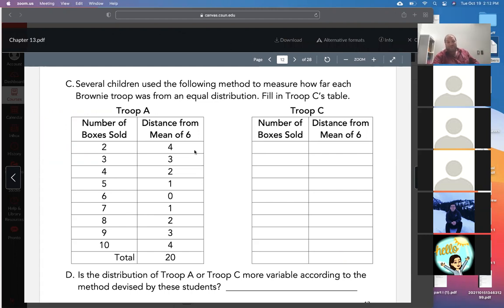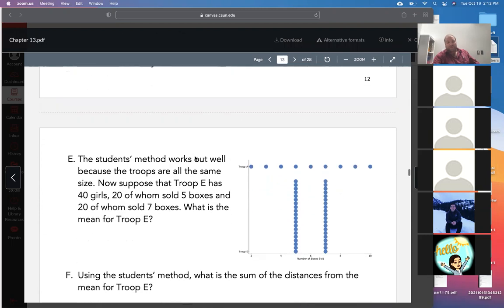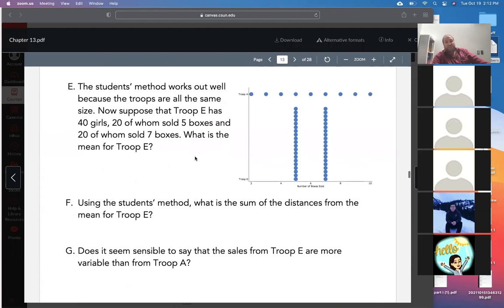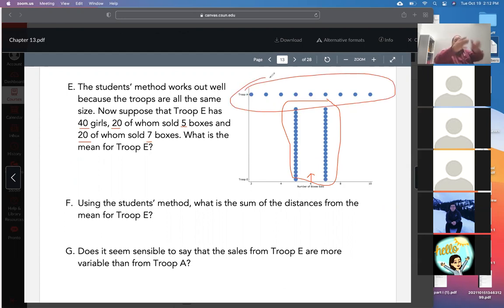And then we had the following question. I don't know if we got this far or not, or this is where we ended. But I said, okay, what if we have a new troop, a fifth troop, where it had 40 girls, 20 of whom sold 5 boxes and 20 of whom sold 7 boxes. And we have its distribution, which is right here. This is the shape of its distribution. We see it has the same mean of 6, but it's not as spread out as troop A, which is all over the place. Troop E is not all on 6, true, but everything is pretty close to 6. Lots of things really close to 6. Nothing far away.